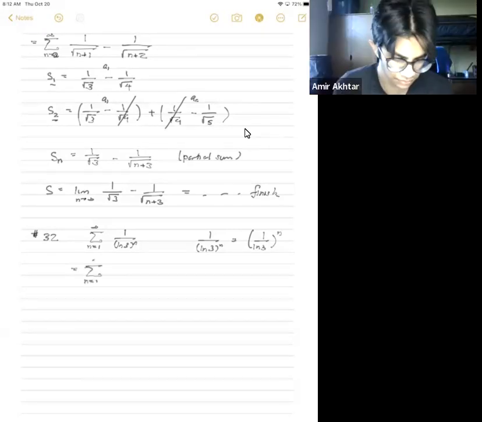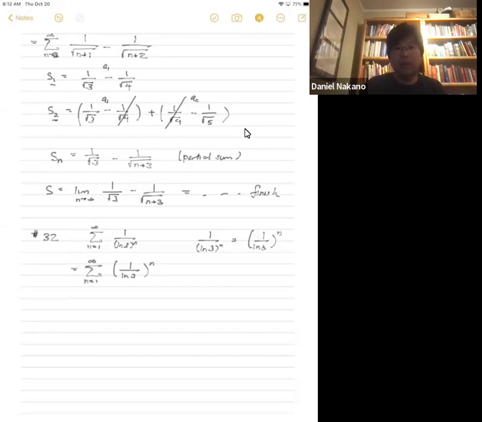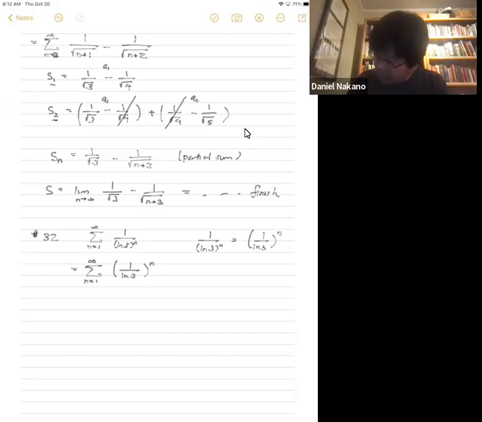And you probably did this already. You just 1 over ln 3 to the n. And what did you notice about 1 over natural log of 3? It's a geometric series. Good. So we can compare to just the sum from n equals 0 to infinity of this thing, which is technically the geometric series. So this is a geo series.